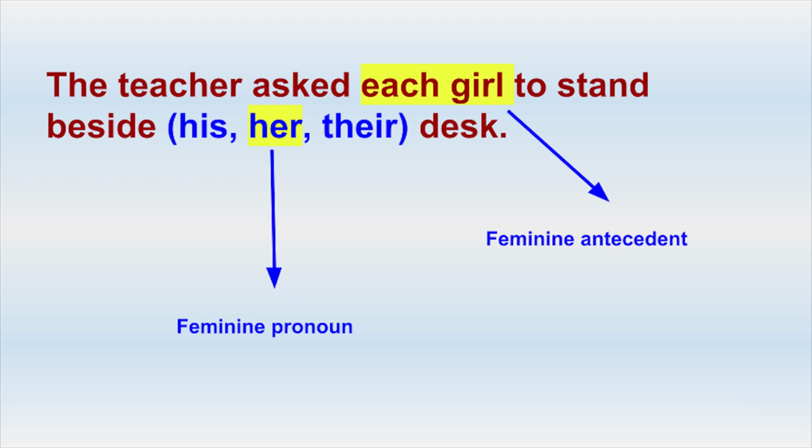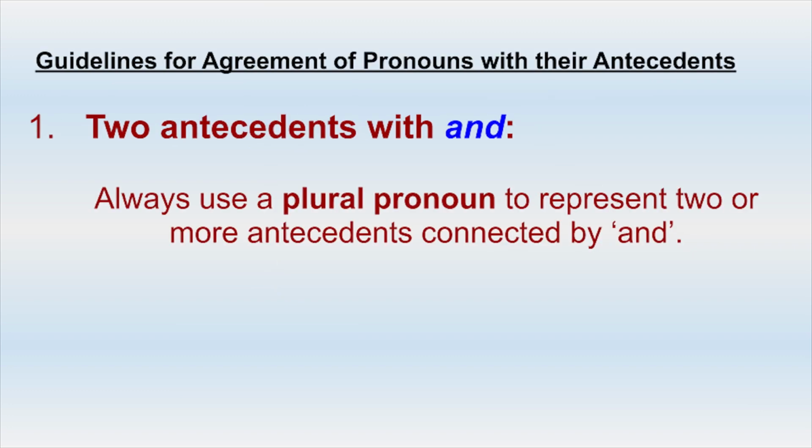Here are some guidelines on the agreement of pronouns with their antecedents. Guideline number 1. Two antecedents joined by and. Always use a plural pronoun to represent two or more antecedents connected by and.